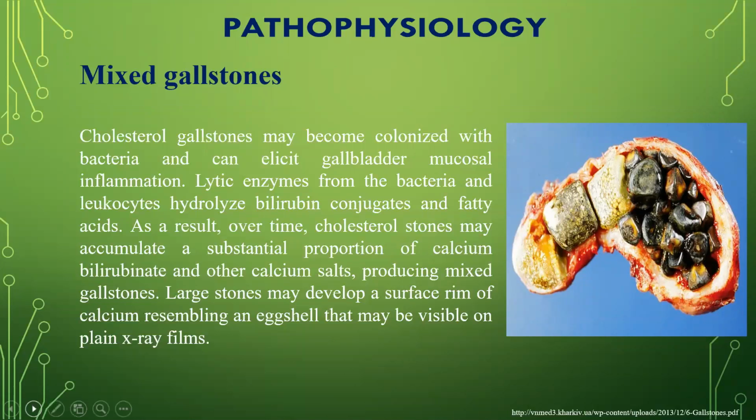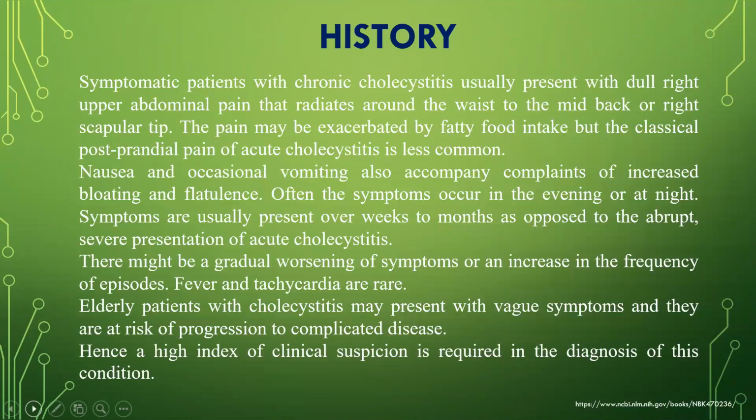the plain X-ray films. Symptomatic patients with chronic cholecystitis usually present with a dull right upper abdominal pain that radiates around the waist to the mid-back or right scapular tip. The pain may be exacerbated by fatty food intake, but the classical postprandial pain of acute cholecystitis is less common. Nausea and occasional vomiting also accompany complaints of increased bloating and flatulence. Often the symptoms occur in the evening or at night.